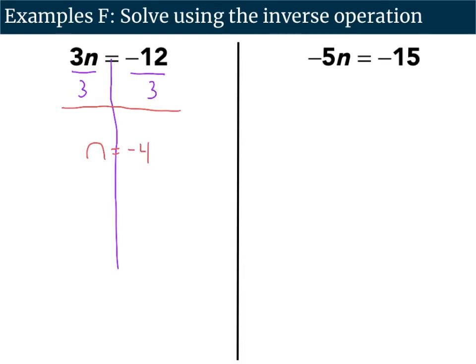And again, I can check that. Does 3 times negative 4 equal negative 12? Yes, it does, so I know I've done that problem correctly. Now let's do the one on the right-hand side. Again, I'm going to draw my wall down from my equal sign, and I've got negative 5 times n.